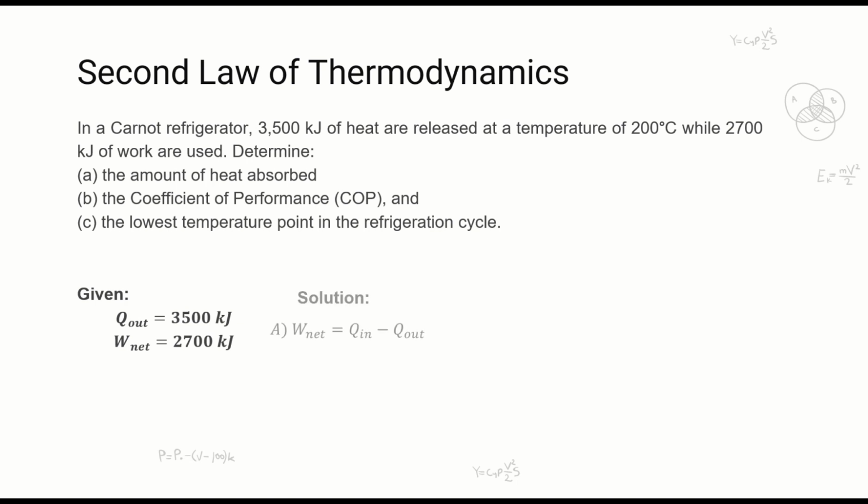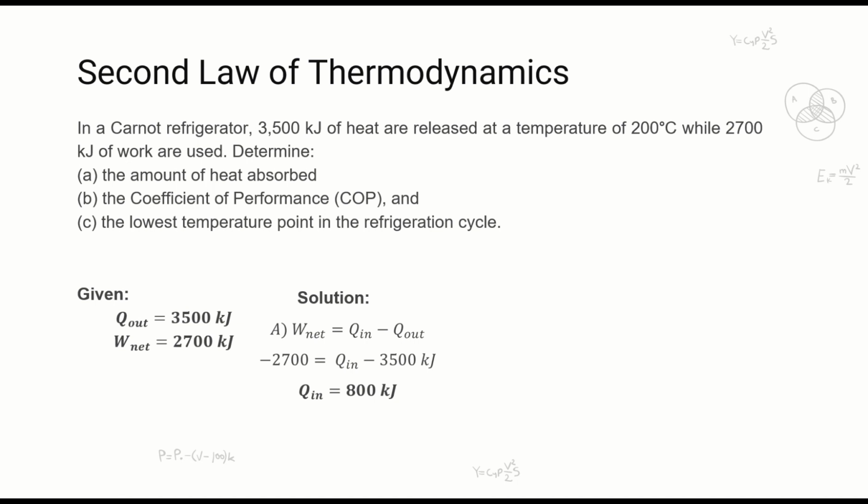So let us now proceed to our formula. For our solution, we will be using the formula: work net equals Q in minus Q out. So let us plug in all the given. So negative 2700 kilojoules is equal to Q in minus 3500 kilojoules. In this part, we are asked to find the amount of heat being absorbed, so the Q in. By solving it in our calculator, we will have the value of our Q in, which is 800 kilojoules. So our Q in here is 800 kilojoules.